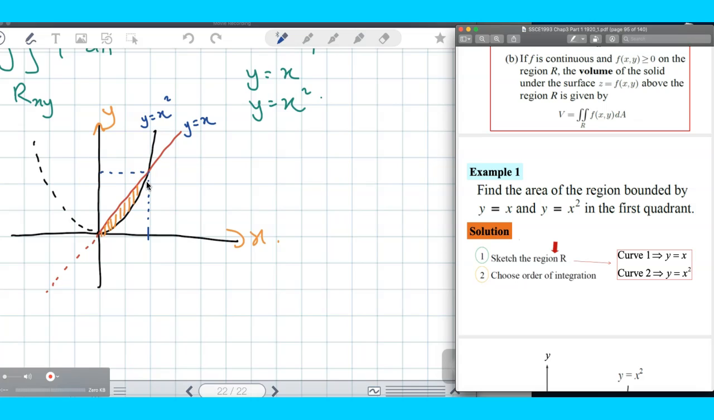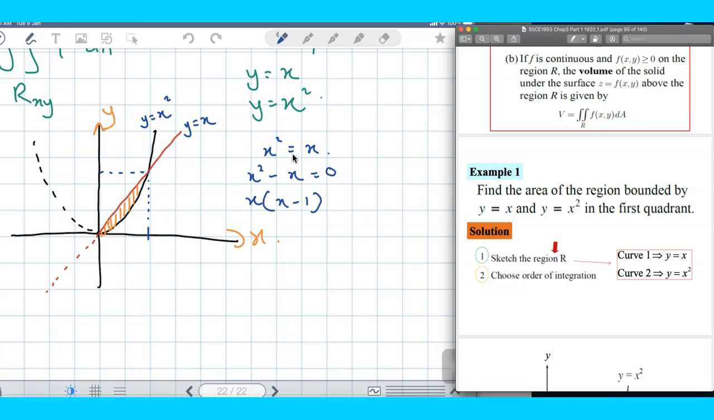So we have to solve these two equations simultaneously, where we have x squared equal to x. And remember, don't simplify too easily. You have to factorize, so you have x times (x minus 1) equal to 0, and you will get x equal to 0 and x equal to 1. Obviously we should get two points, because x equals 0 and x equals 1 will each give you a y value.